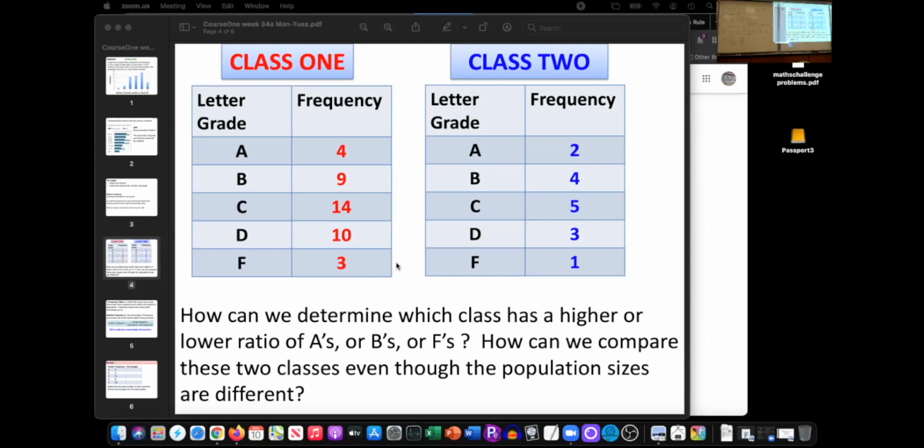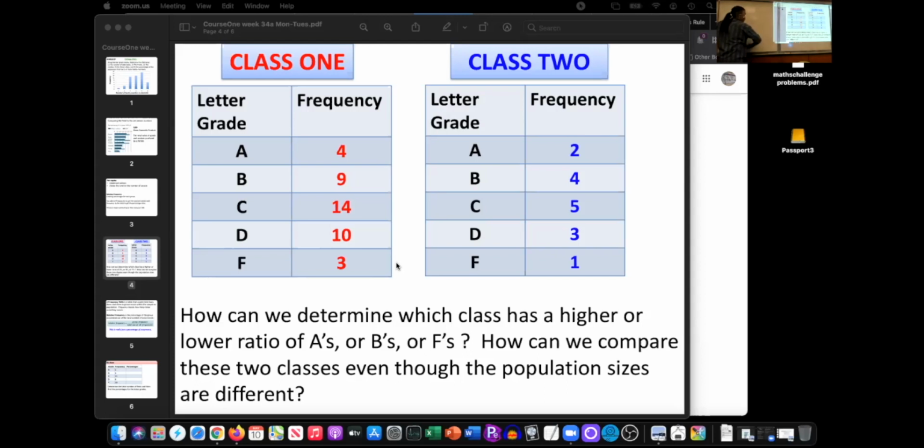So if we look at this, oh look, more people got A's in class 1, so therefore it's better. Oh look, a whole lot more people got C's in class 1, so therefore class 1 is better. Not necessarily. There's more people in class 1, so the numbers are going to be bigger. We have to convert to percentages. We have to convert everything to be per 100. Otherwise, we cannot really fairly compare these two classes.